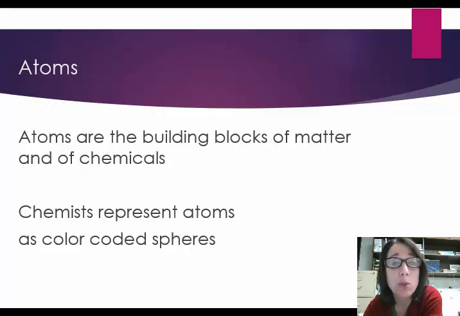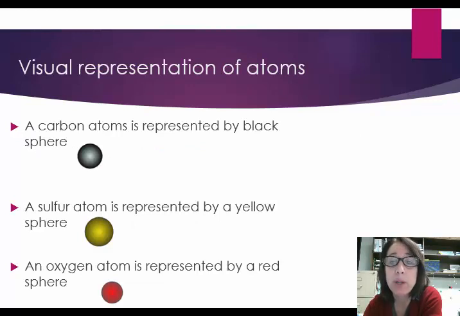Elements are made of atoms, which are the building blocks of matter. Chemists use colored spheres to represent atoms. Some elements occur very frequently in common chemicals, and therefore they have a special color coding. For example, carbon atoms are always black, sulfur atoms are yellow, and oxygen atoms are always red. Atoms don't really have color, but this color coding helps chemists communicate with one another.